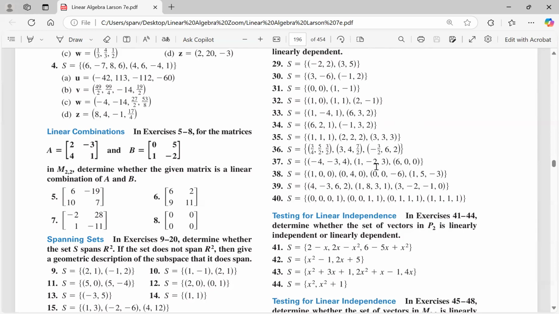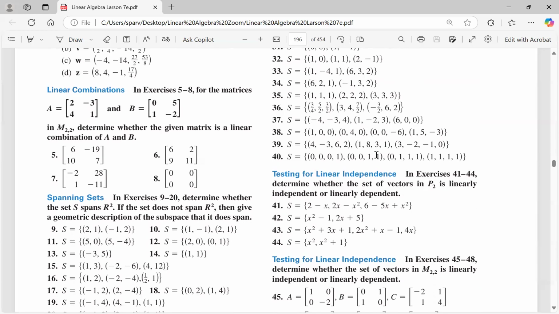Let's take a look at number 42 actually. So I'm writing down number 42 here. First, the set is made up of polynomials. The first component, x squared minus 1, second one, 2x plus 5. The question: determine whether the set of vectors in P2 is linearly independent or linearly dependent.